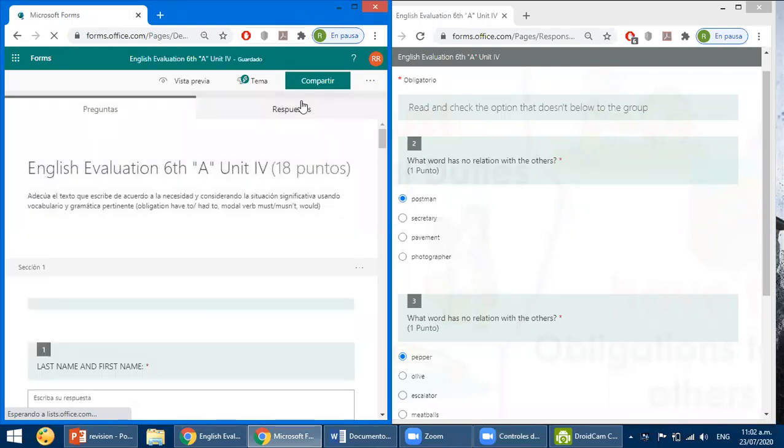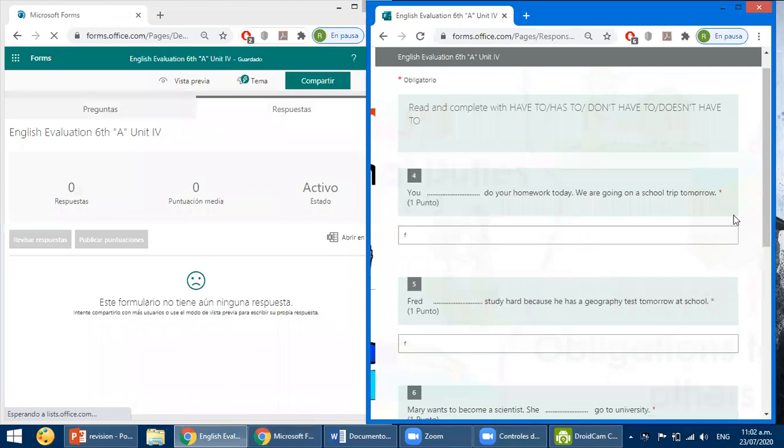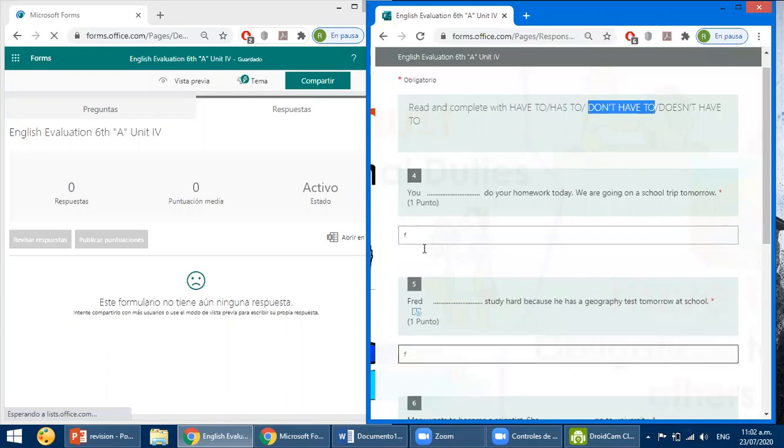Profe, en el 4 reescribimos o ponemos solo la respuesta. The same, Fabricio. Only complete with this part, okay? It's only complete this here or this, or only one is correct. Okay?